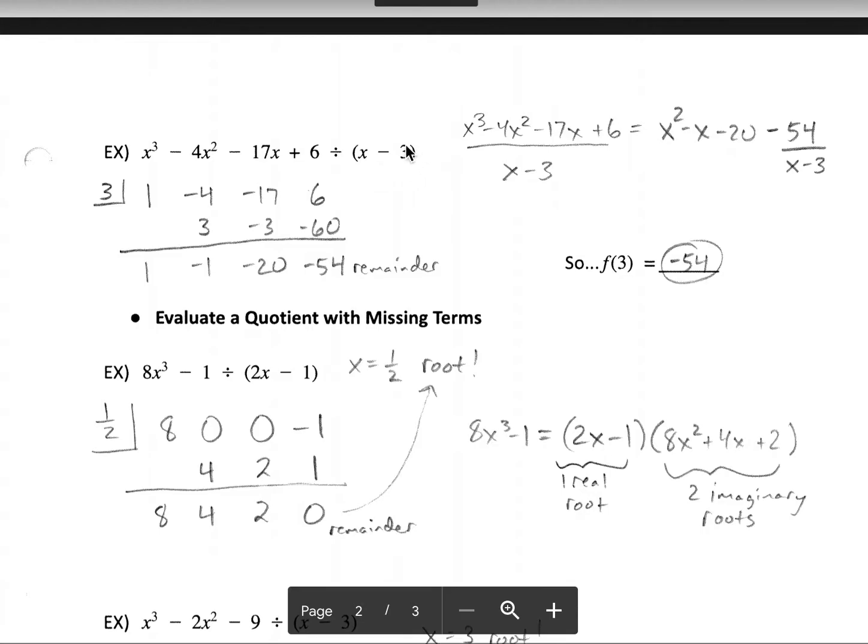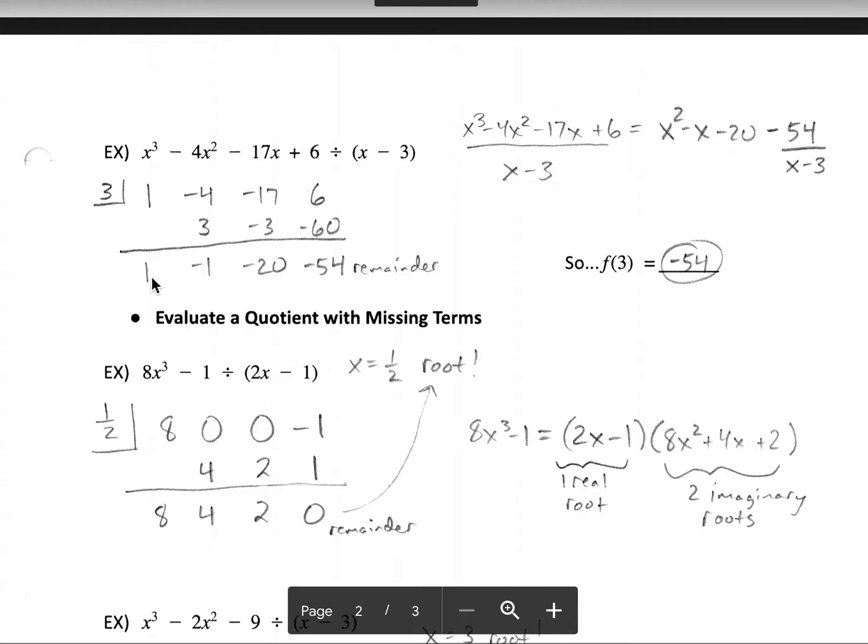Taking this divisor of x minus 3 means we'll use +3 for a synthetic division. Writing our coefficients here, 1, -4, -17, and 6. We didn't miss any terms, so we're good there. Drop that 1 down and multiply. 3 times 1 is 3. Combine in that column, we get -1. -1 times 3 is -3. Combine in that column, we get -20. And -20 times 3 is -60. Combine in that column, we get -54. That's our last term. That's our remainder.